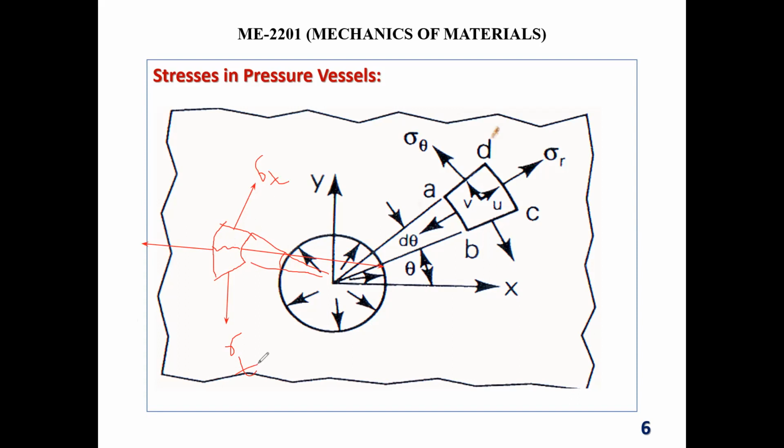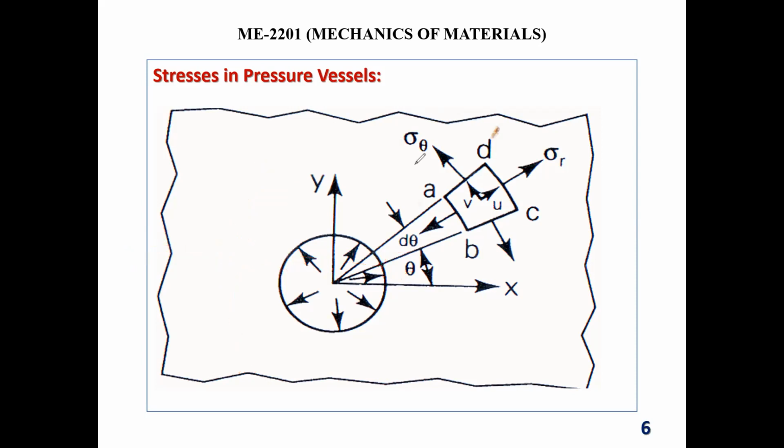Other thing, there might be a sigma r developed along this direction, and due to the sigma r, it might crack along this direction. Okay. So when you design a pressure vessel, you need to figure out all the stresses, sigma t, sigma r, and sigma l. Sigma l I am not showing over here. Then you figure out which one is higher.